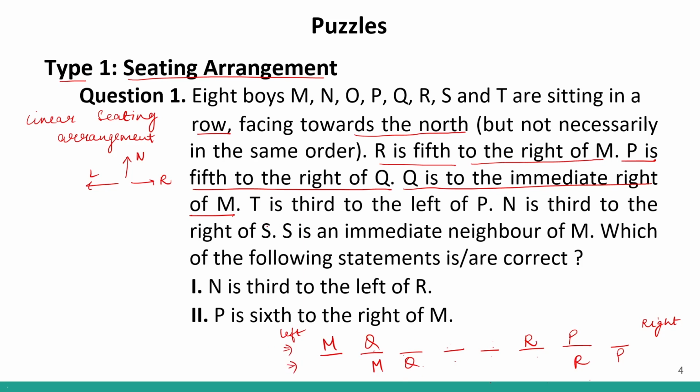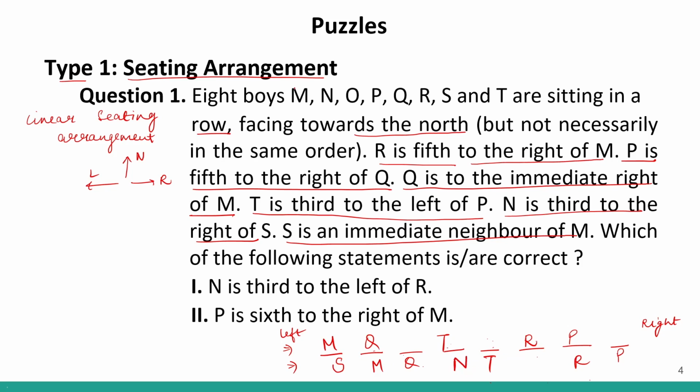Okay. T is third to the left of P. 1, 2, T will be over here. 1, 2, T will be over here. Third to the left of P. N is third to the right of S and S is an immediate neighbor of M. So if S is an immediate neighbor of M, can S come in possibility number 1? No, because over here we do not have an empty position. So over here we will have S. And it is given to us N is third to the right. So that means 1, 2, N will be over here. Okay. And only one position is empty.